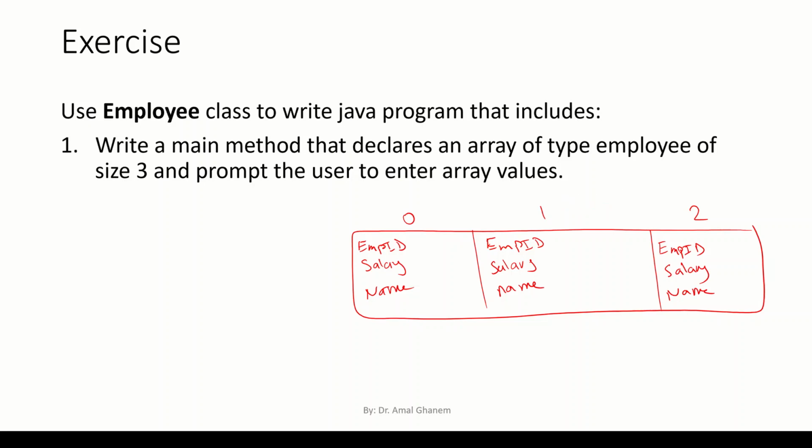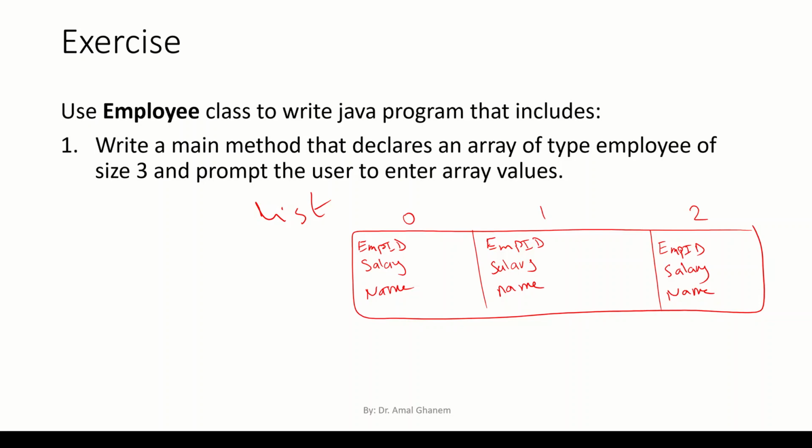So if this is our array where we have three employees, once it is created, we have to ask the user to enter the values. So we will ask the user, please enter ID, salary, and name. So we need a long, we need a double value, and we need a string. Once the data is entered, we have to save them first in location 0, and then in location 1, and finally at location 2. Once we finish with this, we will write another method that will take the values and calculate the average.